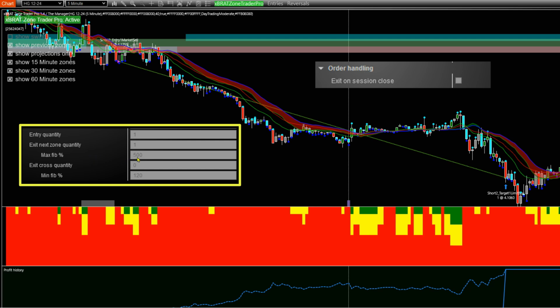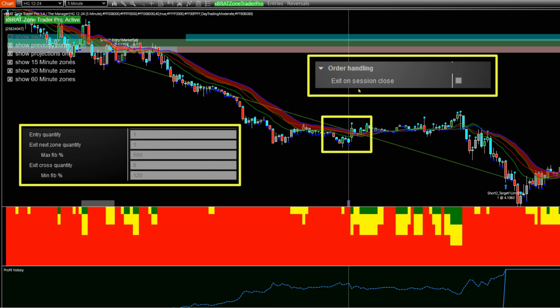You'll notice here, this is the end of the session. On the standard settings that we use for all ASPs, we have the option to exit on session close. You can see in this situation, I've got it unchecked. So it continued all the way through until it hit that 500% max fib and took the profit. Okay. Sometimes carrying over can be risky, but remember, you've got stop loss adjusts there as well.